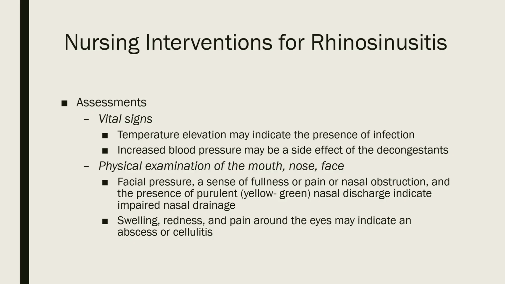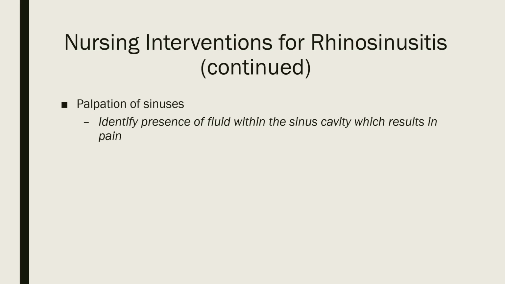Facial pressure, a sense of fullness or pain or nasal obstruction, and the presence of purulent nasal discharge will indicate impaired nasal drainage. Swelling, redness, and pain around the eyes may indicate an abscess or cellulitis. Palpation of the sinuses will identify the presence of fluid within the sinus cavity, which results in pain.